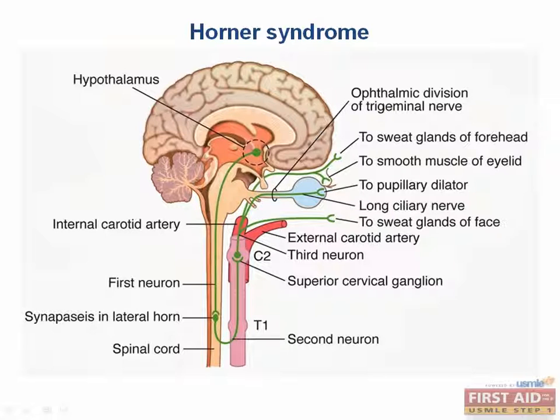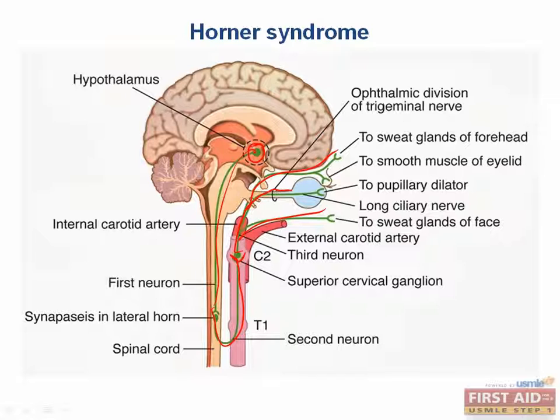The first neuron of the sympathetic pathway originates in the autonomic regulatory nuclei in the hypothalamus. So that's our first neuron there. The tract descends to T1 and T2 in the intermediolateral cell column. The preganglionic neurons exit at T1 and T2 and then ascend up the paravertebral sympathetic chain to the superior cervical ganglion. That's what's happening there. The third neuron then travels with the carotid plexus along the internal carotid artery to reach the facial muscles.